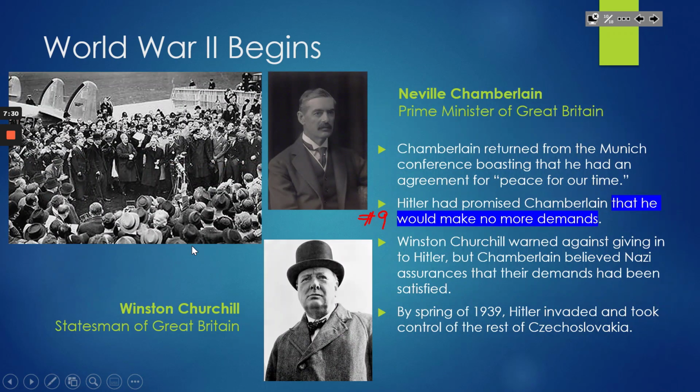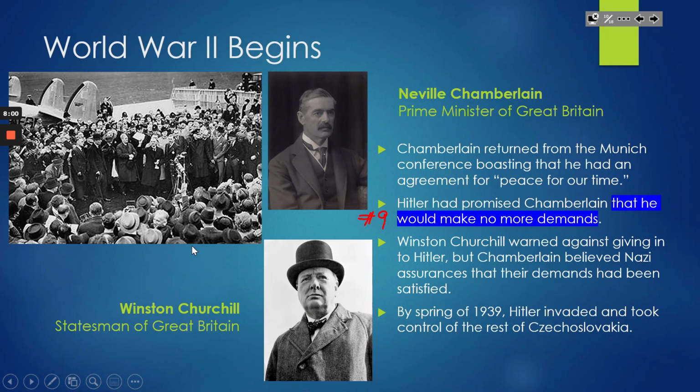All right, here's number 9. So Chamberlain, who was the prime minister of Great Britain at the time, returns from the Munich conference and says, hey, I was able to avoid war. We have peace in our time. Don't worry about it. There's not going to be a war. But Hitler had promised Chamberlain, he said, you know what? I'm not going to make any more demands. This is it. We're done. The demands are finished. I got what I wanted, etc., etc.